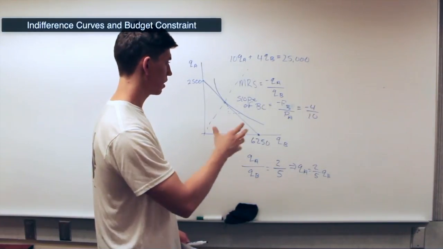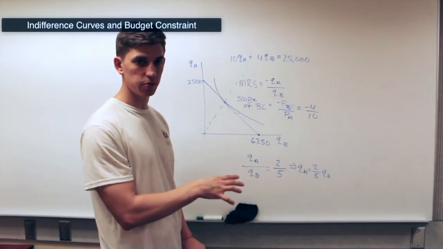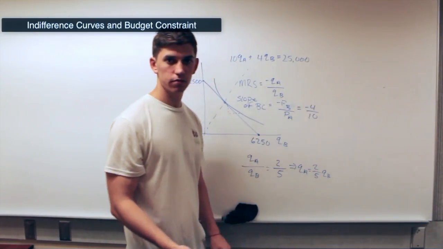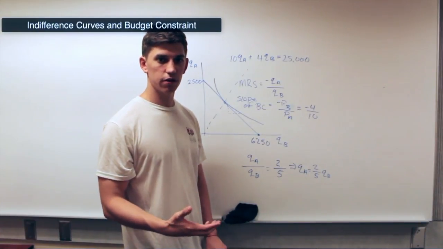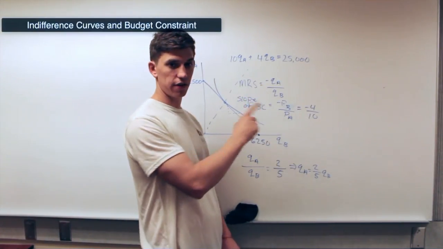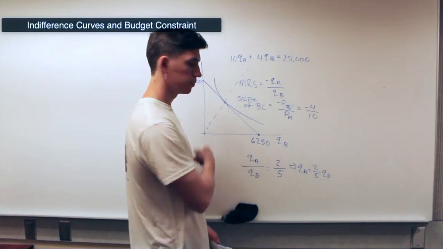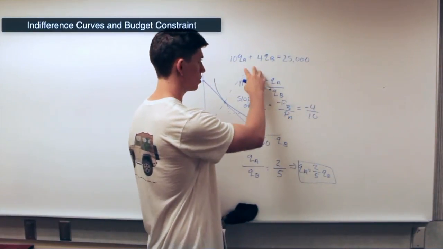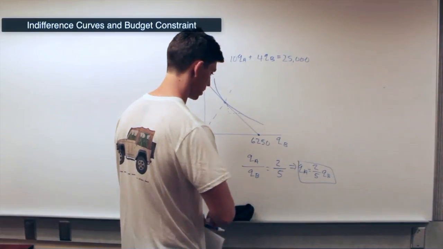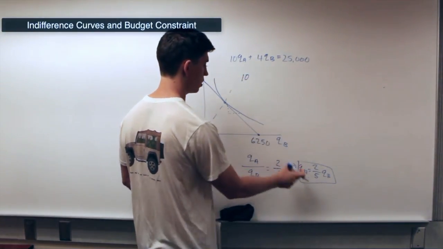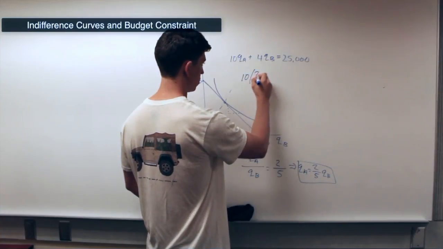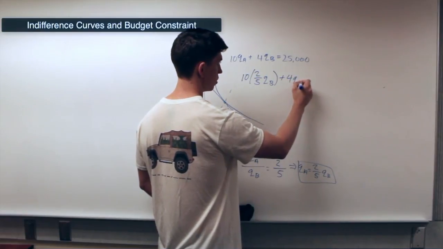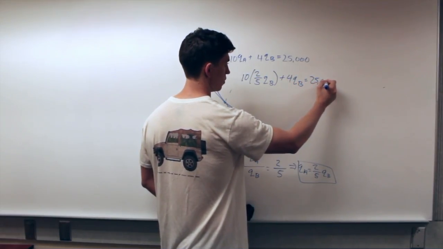At any given level of income, we're always going to consume, at these prices, QA in the ratio of 2/5 of QB. So that will always be true. Now what we need to find is, at this particular income level, 25,000, what is this bundle? The way we're going to do that is simply by plugging this requirement into our budget constraint here. So I'll do that by plugging in 10, but now QA we know is 2/5 QB, plus 4 QB equals 25,000.